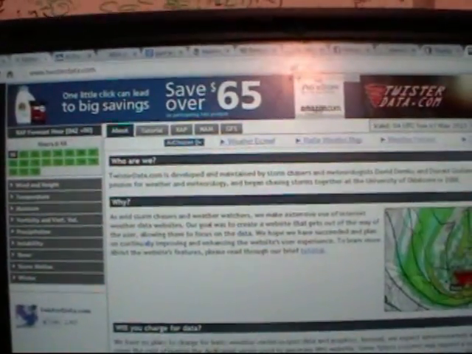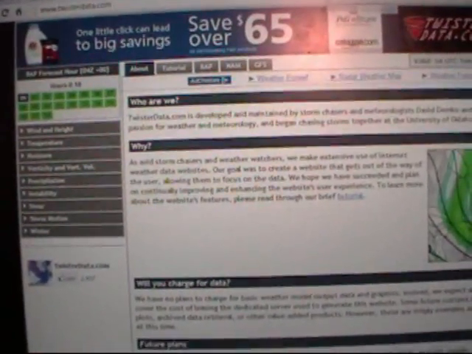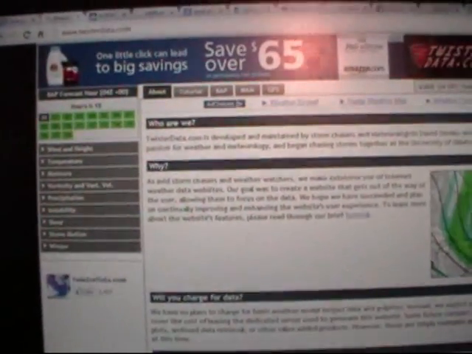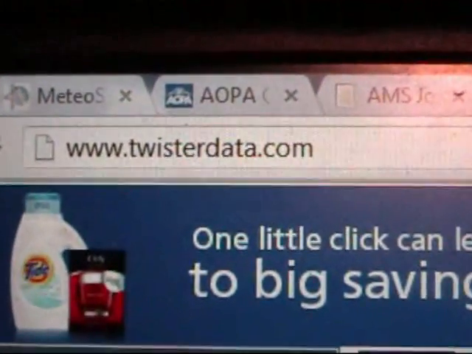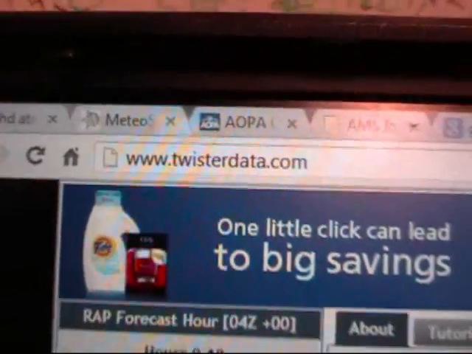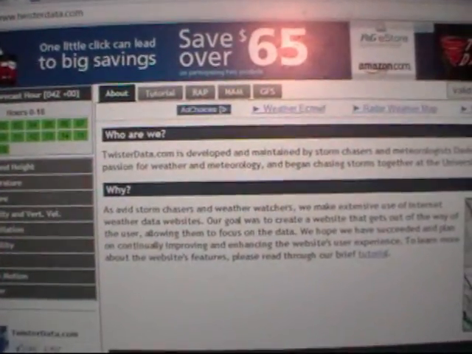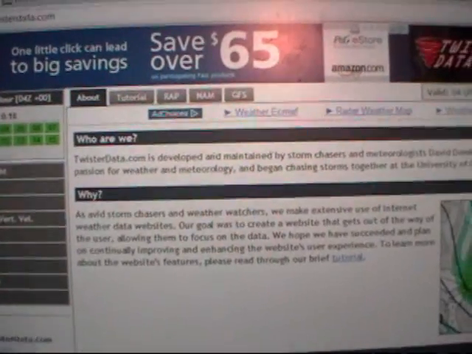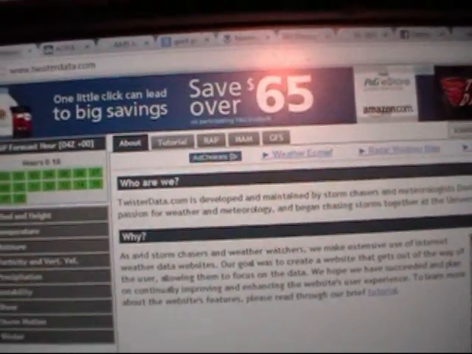And basically what I'm looking at is soundings, which are graphs of how temperature varies with height. And the way I'm going to get the data is through computer models, and one site for this is twisterdata.com. There are some better tools that I like a little more, but this is the quickest way to get it without having to install any kind of software.